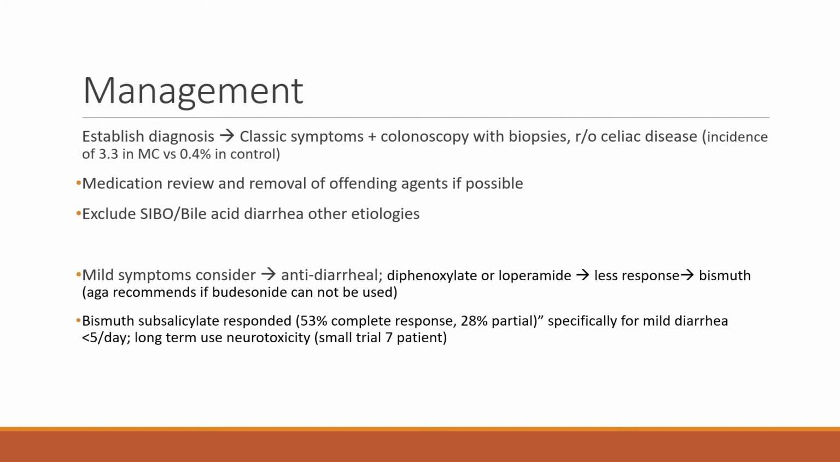If there are mild symptoms, after you've ruled out infections and all that, you can start with over-the-counter, low-risk medication like antidiarrheals, loperamide, Lomotil. And if there's less response, you can start bismuth. But AGA recommends the first line should be budesonide. And again, there is a lot of debate. Budesonide is very expensive, and some people have just 3 to 4 bowel movements.